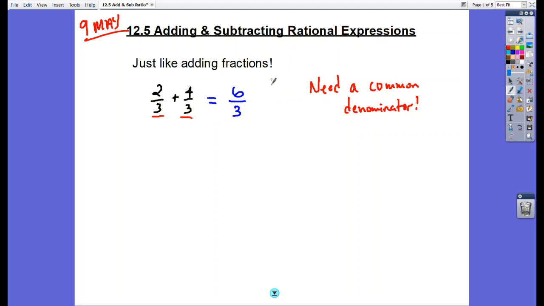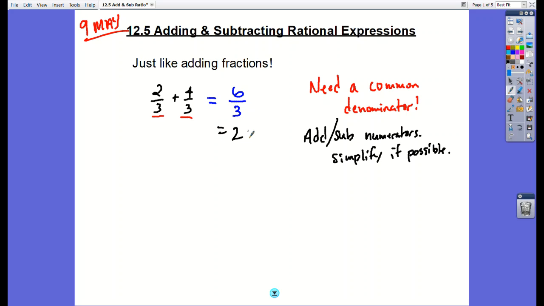And then at the end, we always try to simplify, right? So we'll just add or subtract numerators, and then simplify if possible. But most of the time we can't, but simplify if possible. Sometimes we can. So then this becomes 3 goes into 6 twice, and we're done. These are just regular easy fractions to deal with.